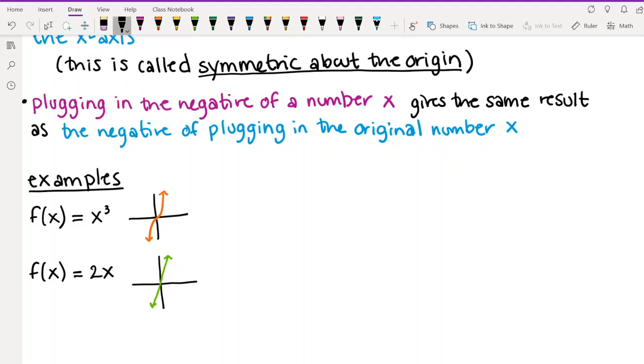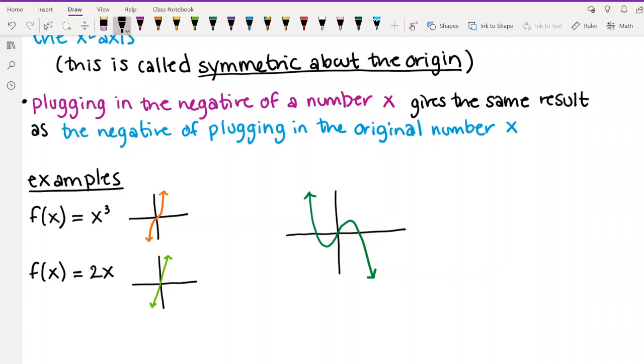Another example would be, I'm just going to sketch a function that I'm not even going to tell you a formula for, but a function that looks like this. A function that looks like this would also be called an odd function. So see how it also has that kind of symmetry where it's doing the same kind of shape, but diagonally across from each other.